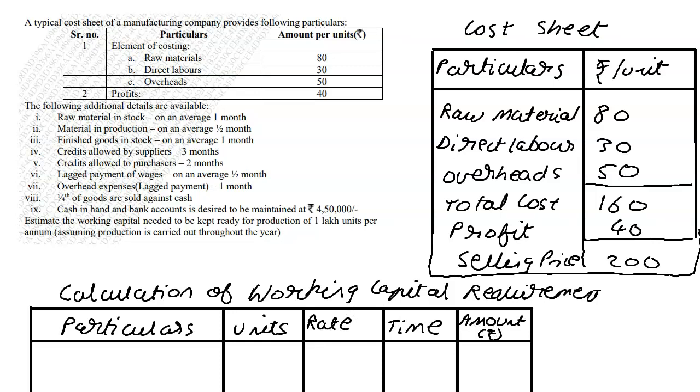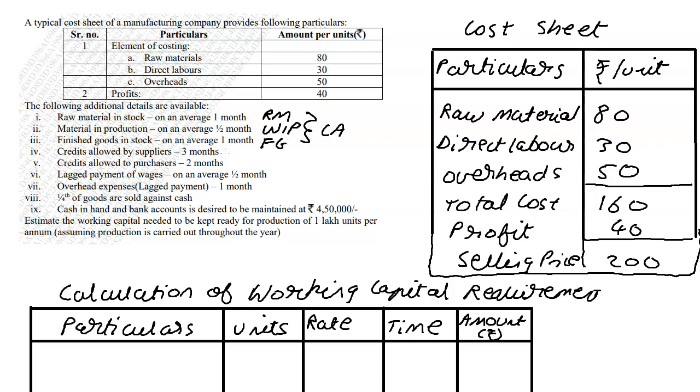And what else do we need to keep in mind? We've been given data for our raw material. Material in production means work in progress. Alright, so we have raw material, we have work in progress, we have finished goods. All of these are what we call current assets.